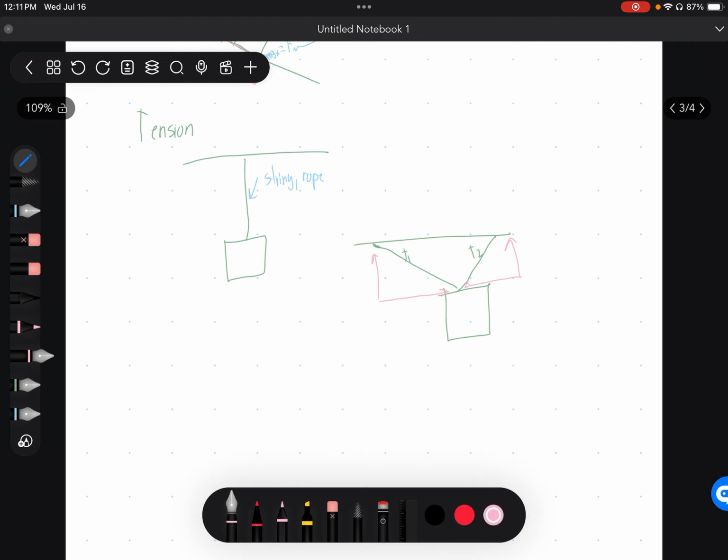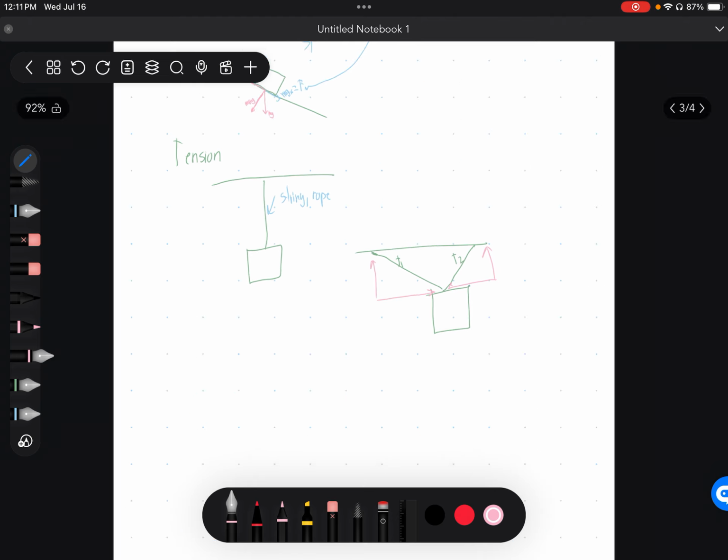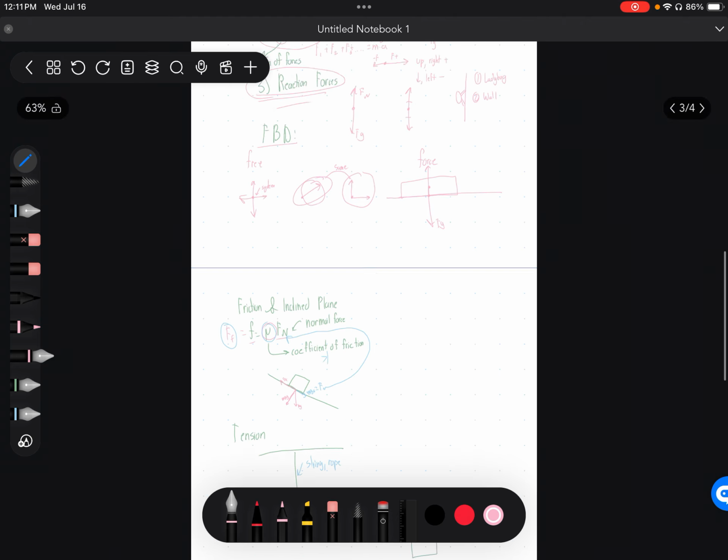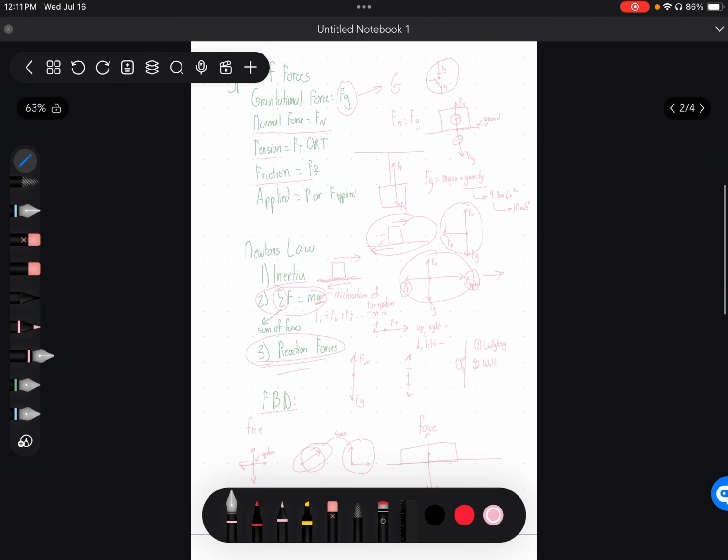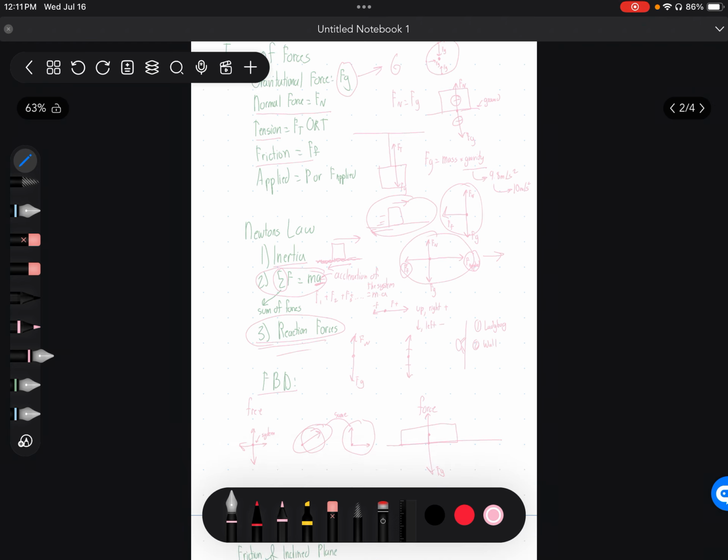I'll do a whole separate video breaking down forces and understanding this, but so far that's all of Unit 2 in one big whole condensed review. If you do want to see specific videos, I can do that.